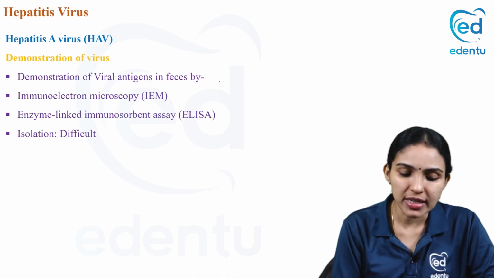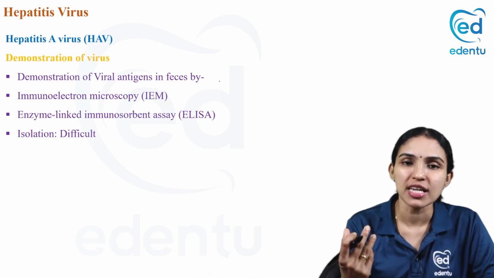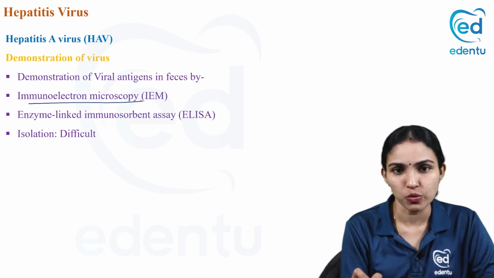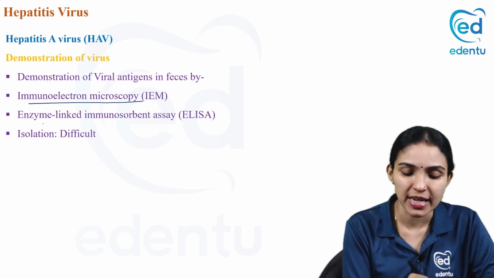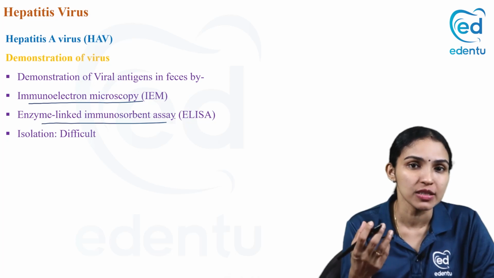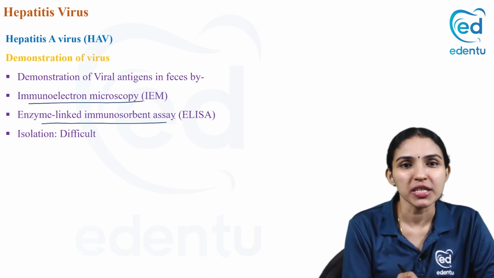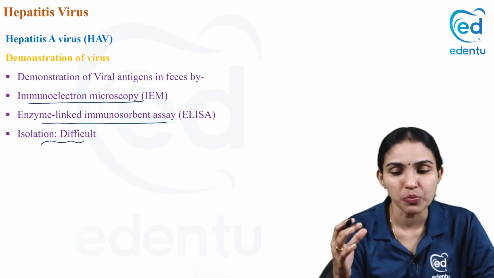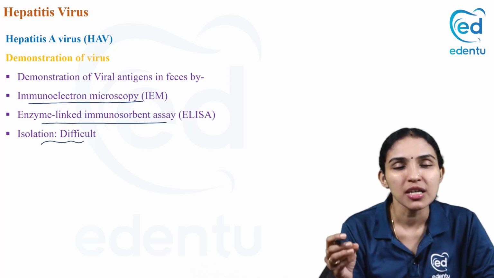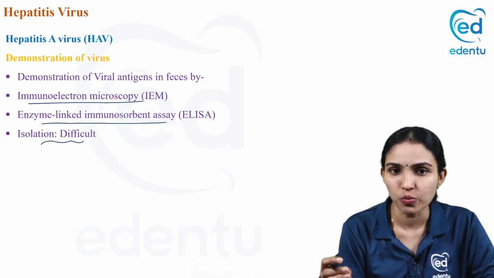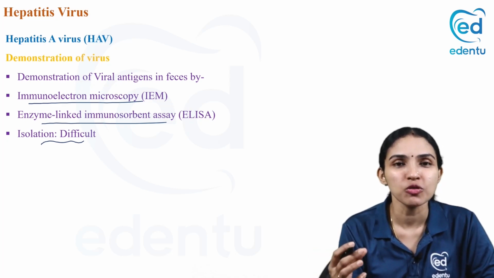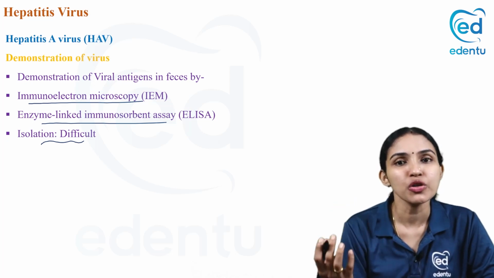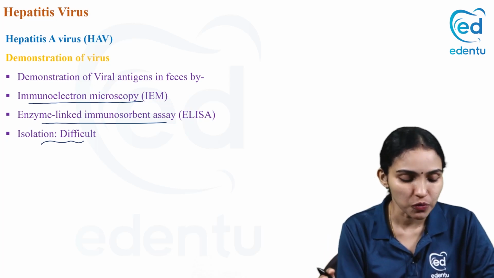So demonstration of the virus can be done by demonstration of viral antigens in the sample by immunoelectron microscopy. Also, you can perform an ELISA test in the fecal sample to detect the viral antigens. So isolation of hepatitis A virus is quite difficult. So what you can do is you can directly visualize the presence of virus in the sample feces by using immunoelectron microscopy. Why do you use immunoelectron microscopy? To make it more specific, you're adding the antibodies so you can visualize it better. Or you can do an ELISA test to detect the antigen from the fecal sample.